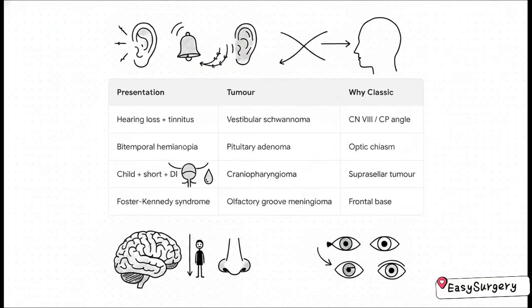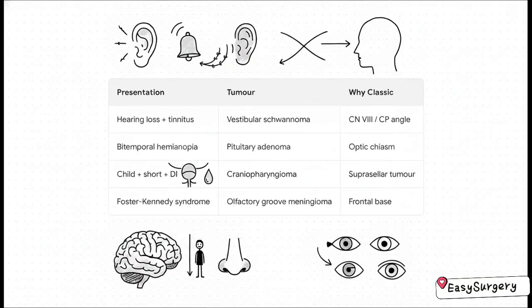Look at this first row. Classical presentation, progressive unilateral hearing loss, plus tinnitus, plus imbalance. Tumor, vestibular schwannoma, or acoustic neuroma. Why it's classic? CN8 involvement. It's a cerebellopontine angle tumor. Next up, classical presentation, bitemporal hemianopia plus endocrine dysfunction. Tumor, pituitary adenoma. Why it's classic?